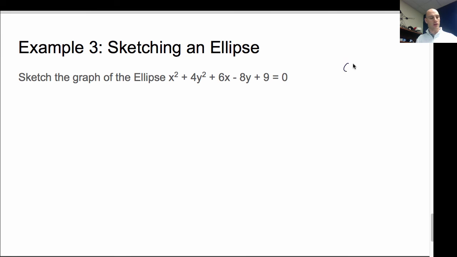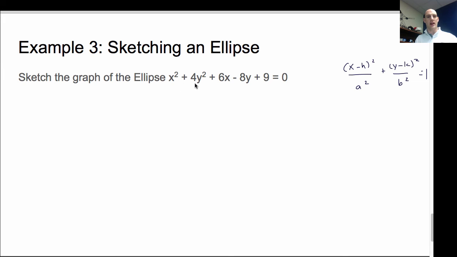Let's just start with our general form: x minus h squared over a squared plus y minus k squared over b squared equals 1. So we've got a lot of elements going on here. But first, let's just do this. Let's say to ourselves, okay, how am I going to get my form to look like this?